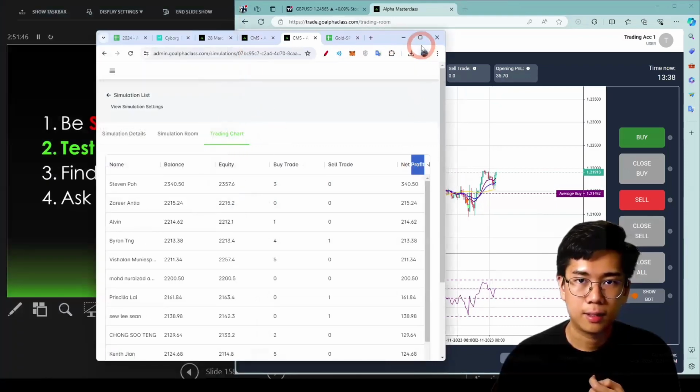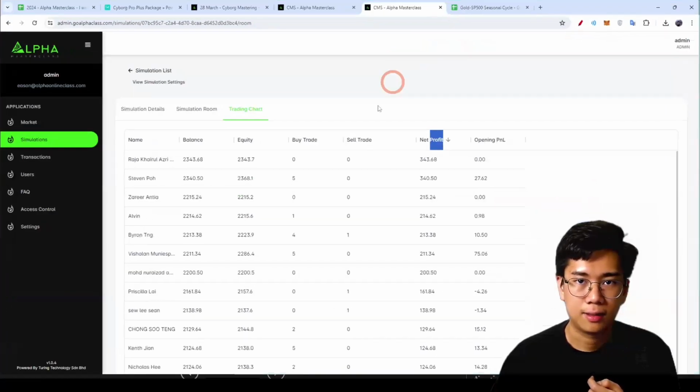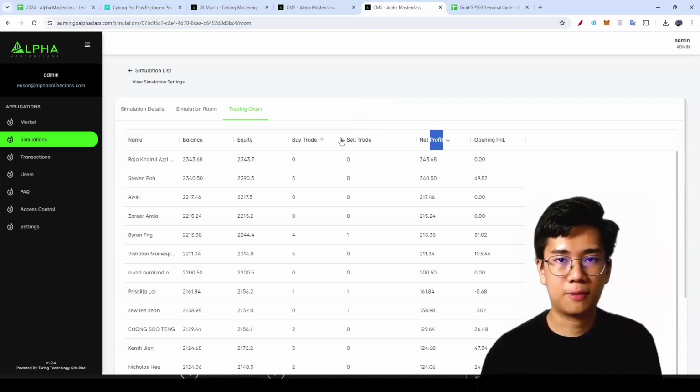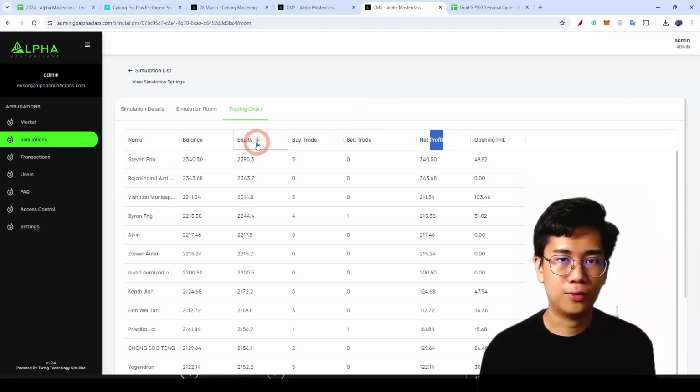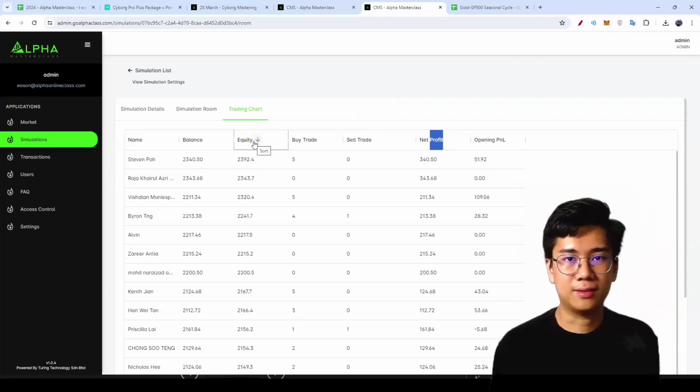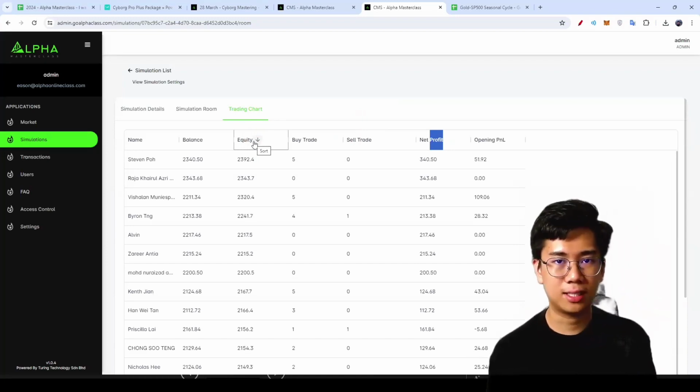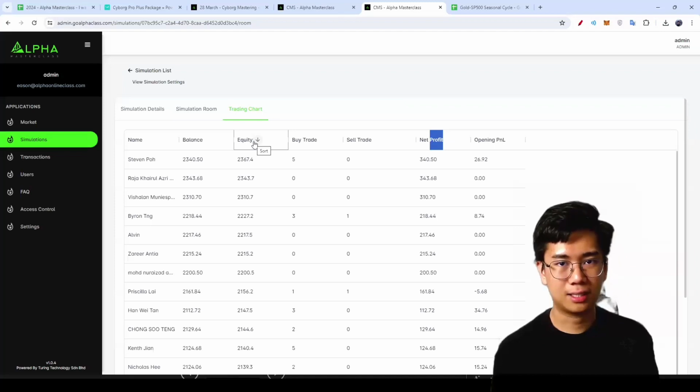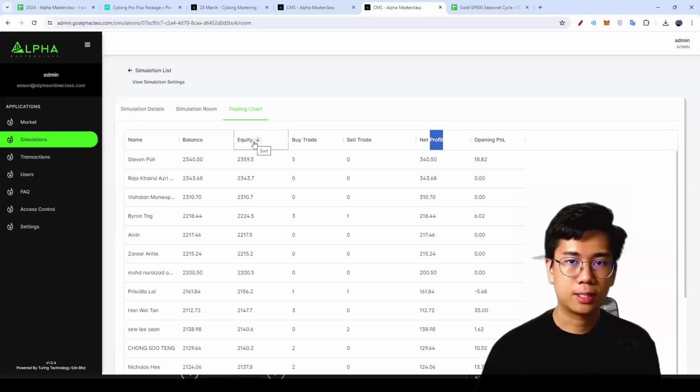Okay, and right now we have Raja, who is making about $300 profit, and let's look into overall. Steven, right, making about $340 profit. Raja 340, Vishlan 300 as well. Byron 200, and very good job, right? So keep going.